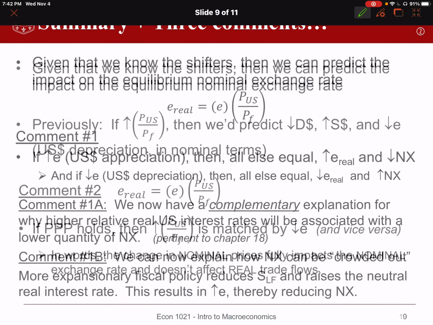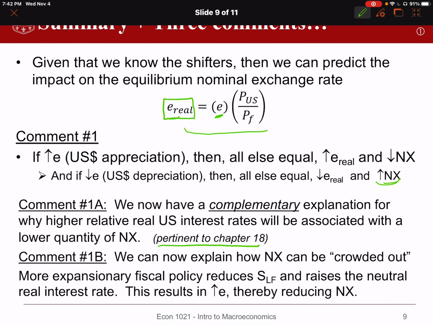And again, one of the things that we'll be doing in Chapter 18 is beginning with curves that look like this, where we have the real interest rate, and we're going to say there should be an inverse relationship between the quantity of net exports and the real interest rate. And I will not go through this again when we're in Chapter 18. I will presume that you can tap back into the reasons why. We can also now explain how net exports can be crowded out.